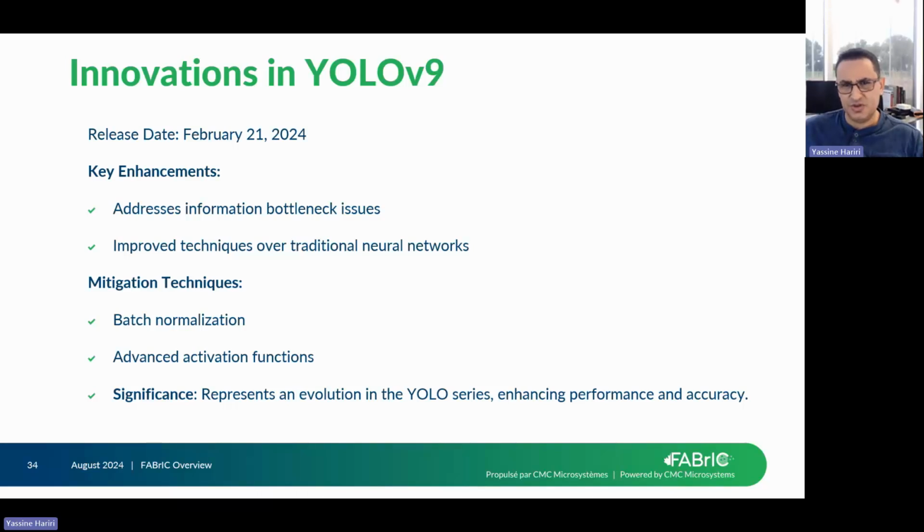But at a high level, it introduced significant improvements to the YOLO model series. One of the standout features is its focus on resolving the information bottleneck problem that previous versions overlooked. While traditional deep learning networks face challenges like vanishing and exploding gradients, YOLO v9 employs techniques such as batch normalization and more effective activation functions to enhance performance. These advancements contribute to better detection capabilities, making YOLO v9 a powerful tool in the field of computer vision.